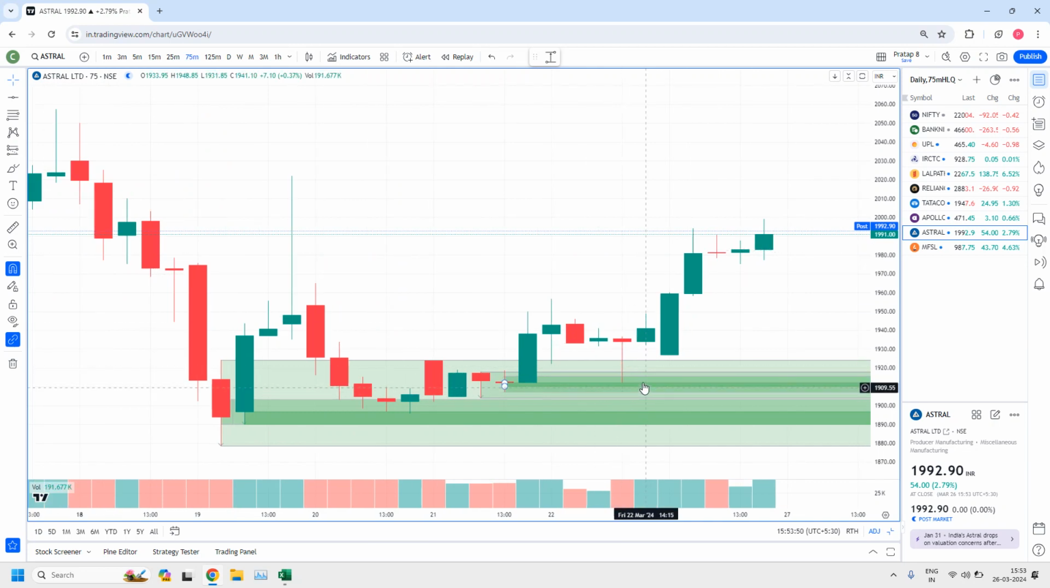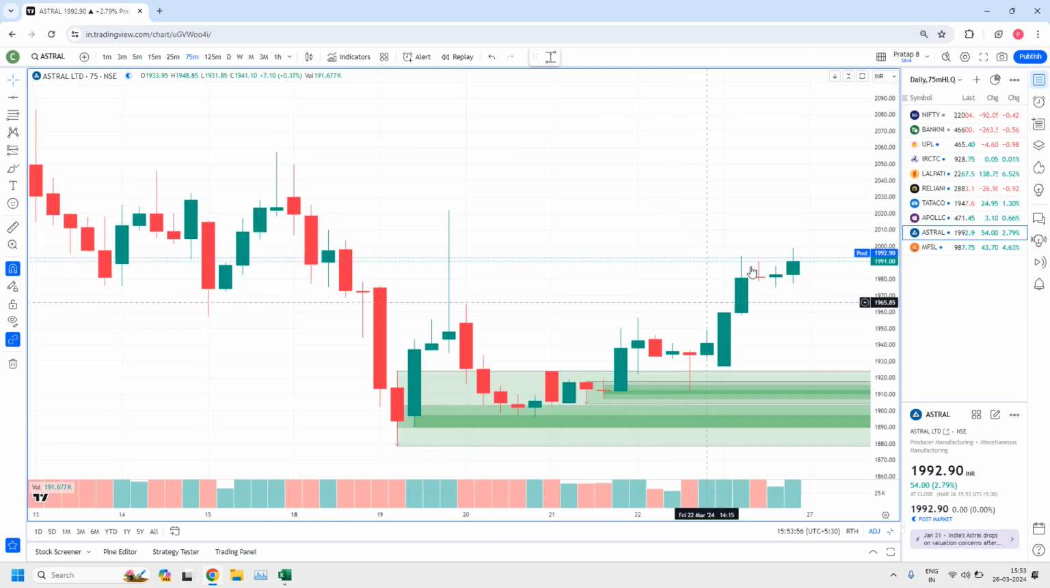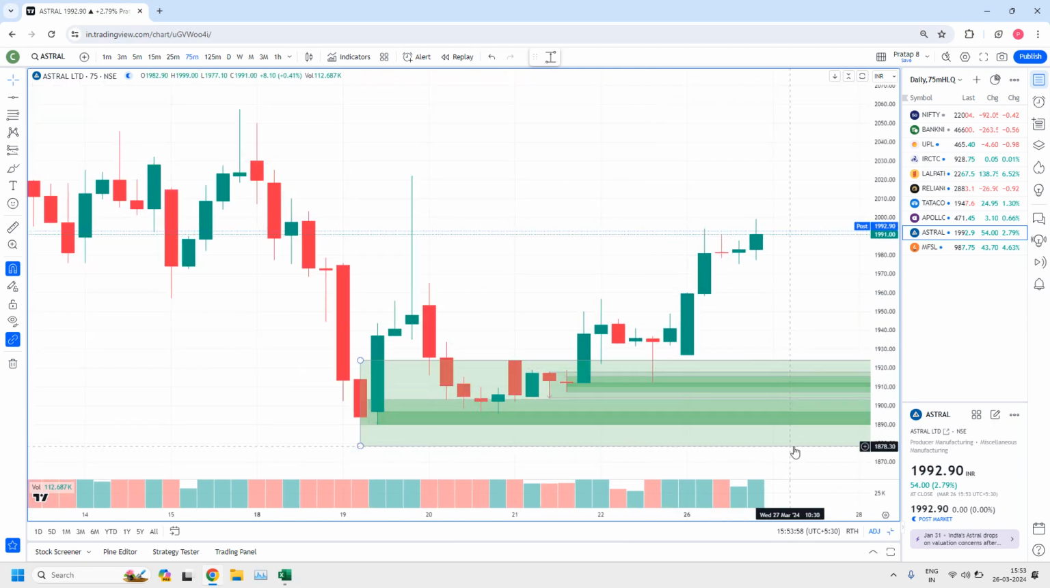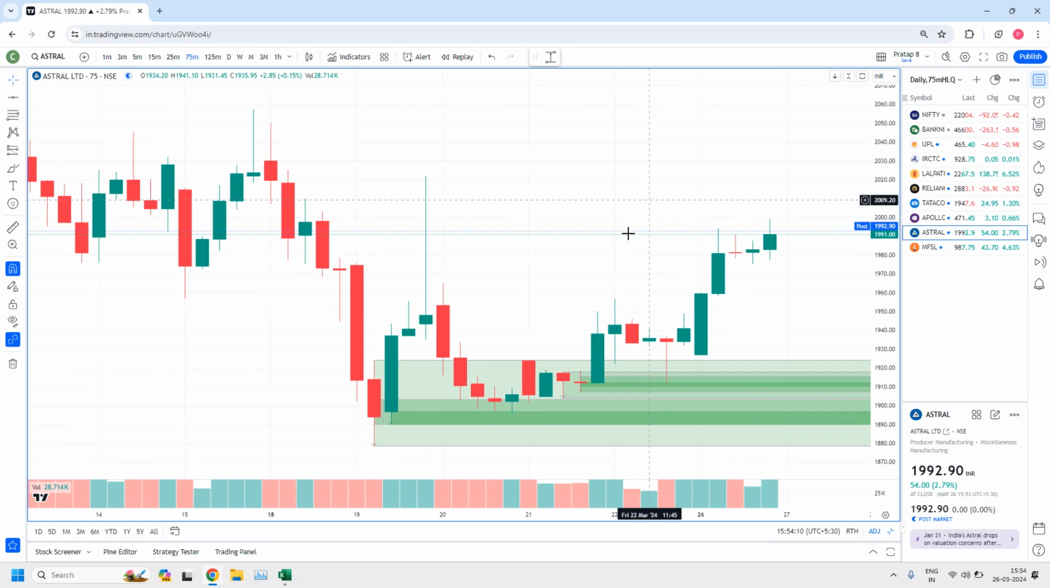Even we can't plan a trade here because it is already tested. Even here also we can't plan a trade. Here also it is tested. Even if prices come, we can't take because there are no fresh zones. I mean fine-tuned. We don't have fine-tuned fresh zones. Fine-tuned 5 minutes, fresh zones are not there.